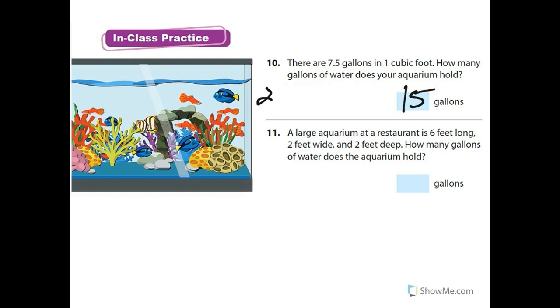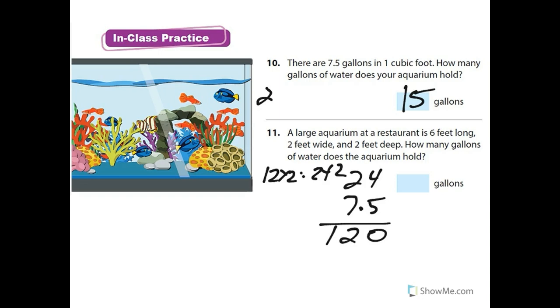All right, so we've got 6 times 6, which is 12, and 12 times 2 is 24. So we're going to multiply 24 times 7.5, or 7.5 times 24, whichever you did it. 5 times 4 is 20. Carry my 2. 5 times 2 is 10. 10 plus 2 is 12. Drop my 0 here. 7 times 4 is 28. Carry my 2. 7 times 2 is 14. 14 plus 2 is 16.